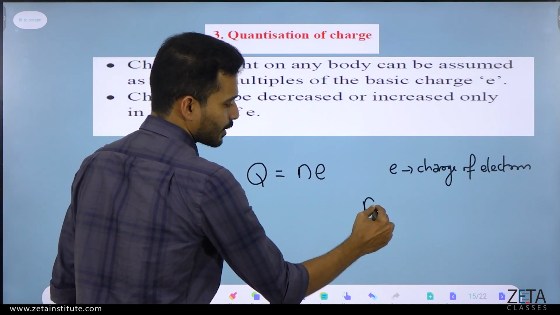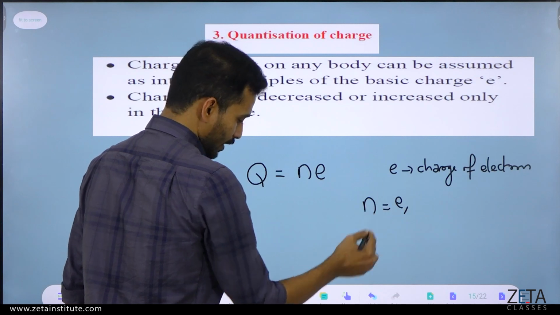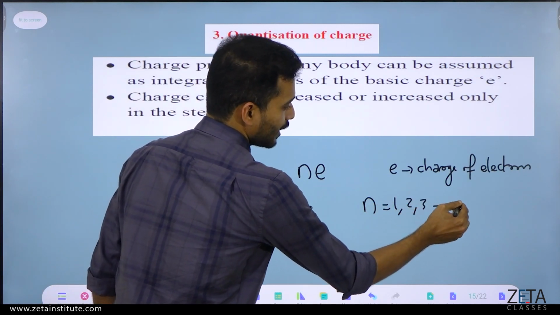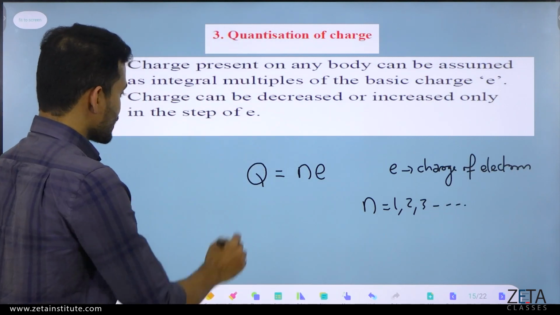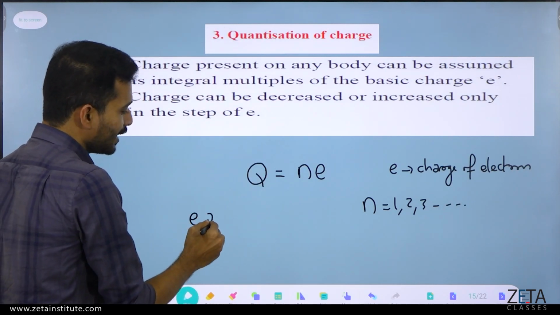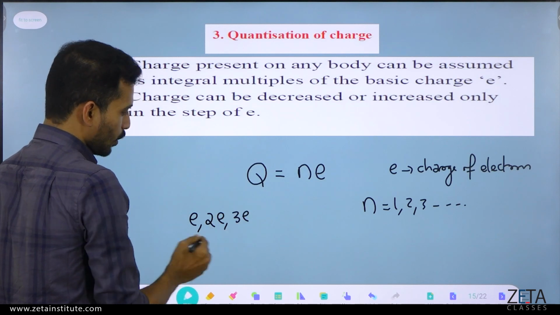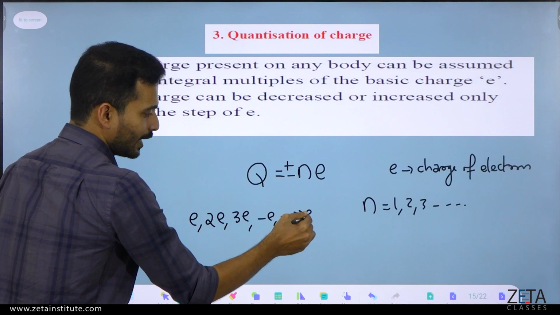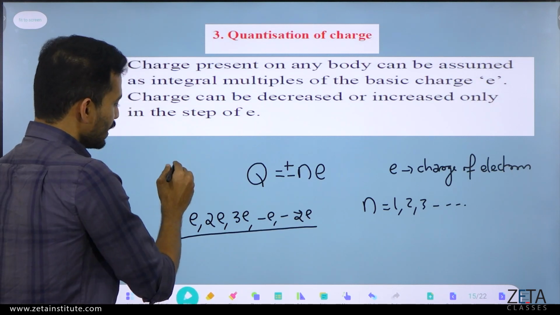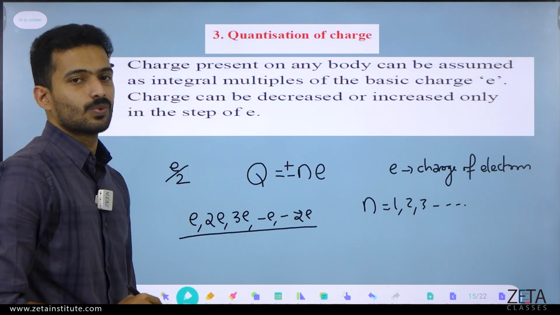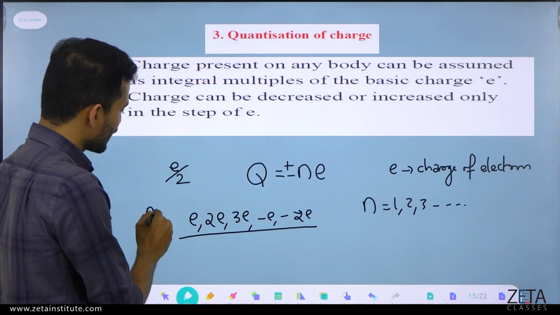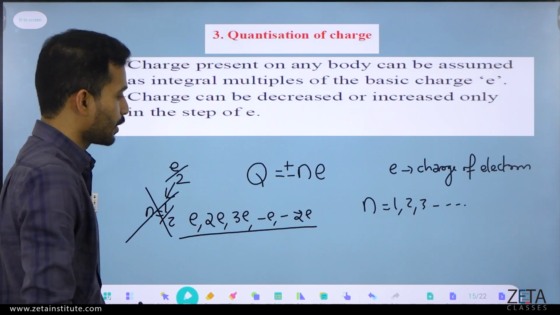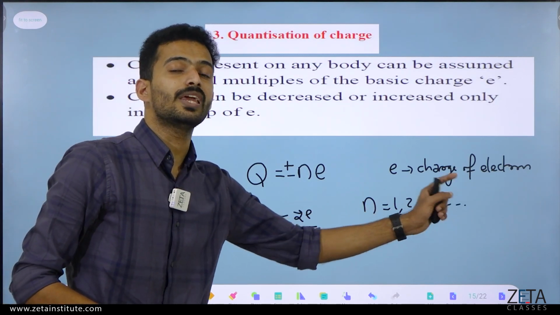What are integral multiples? That means q is equal to n e, where n is equal to 1, 2, 3, etc. So the charge of a body always exists as e, 2e, 3e, or we can give it as plus or minus: minus e, minus 2e, like this. A charge of e by 2 does not exist. Why? Because it is not an integral multiple of e. Here n is 1 by 2. It does not exist because n must be 1, 2, 3, etc.